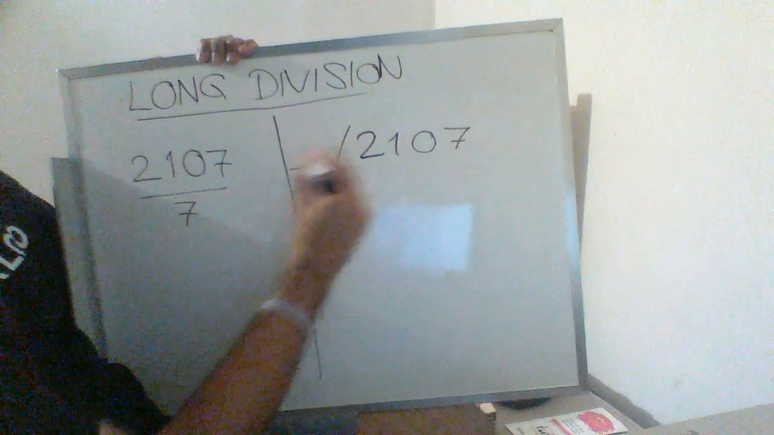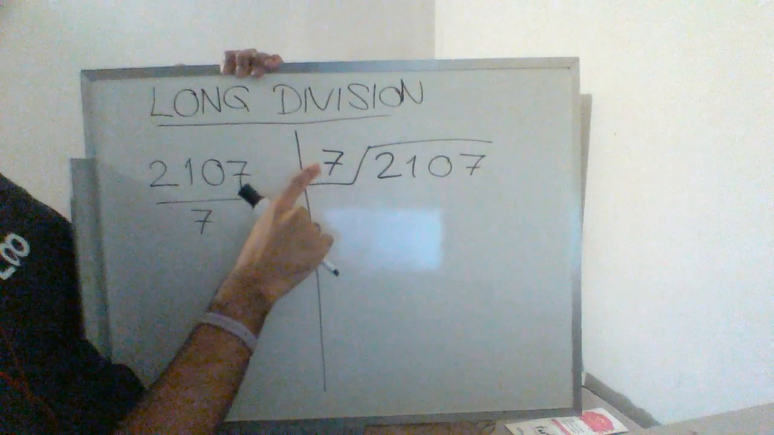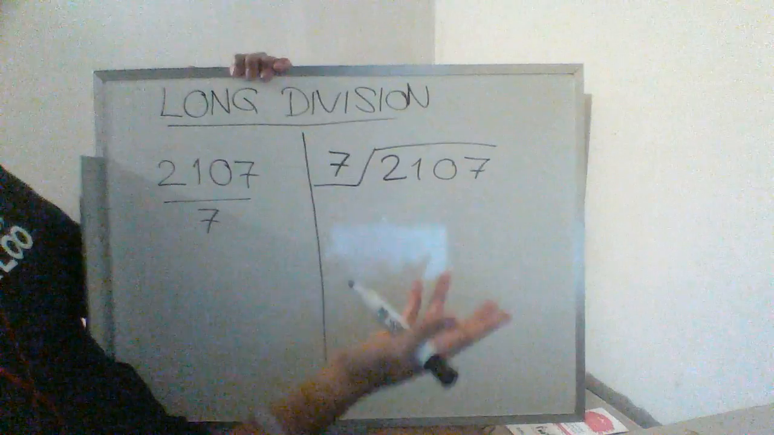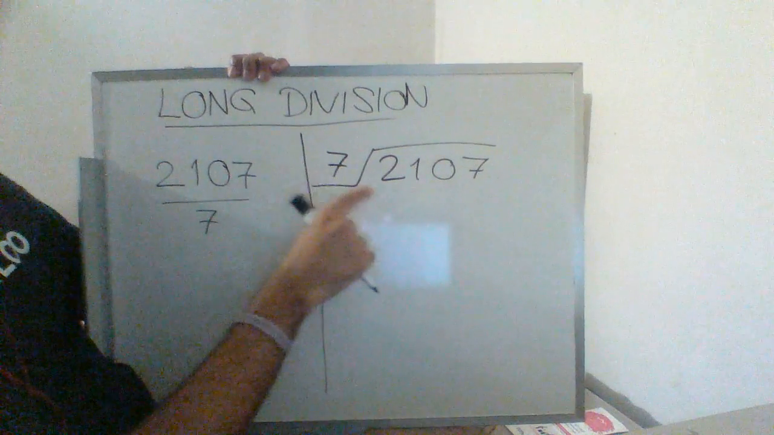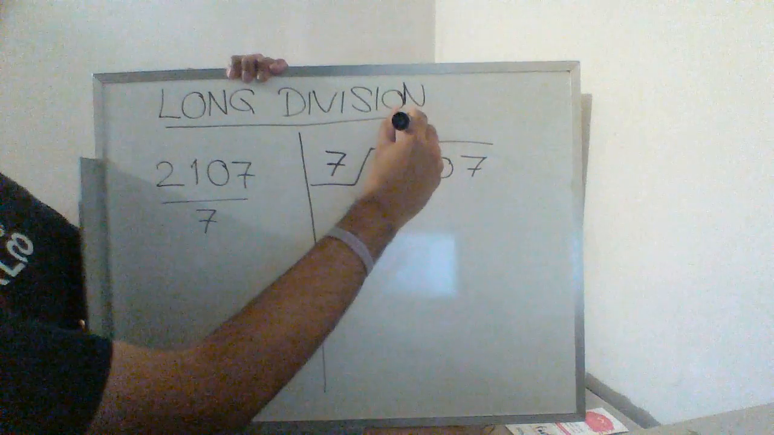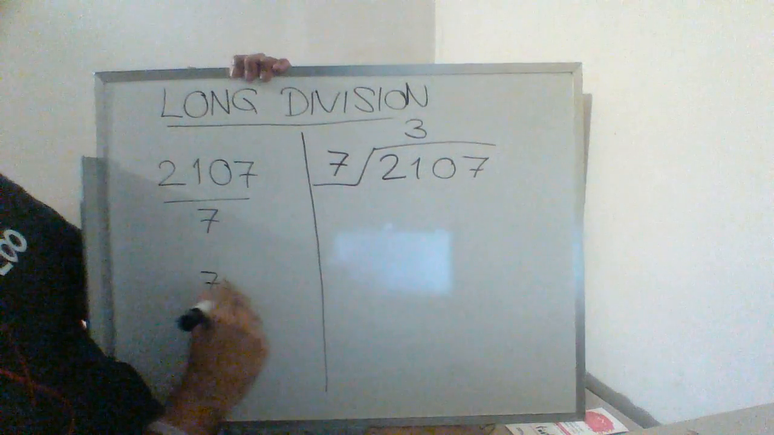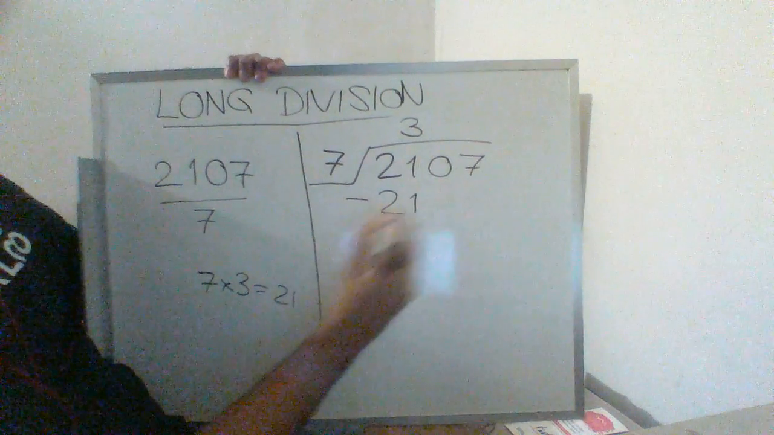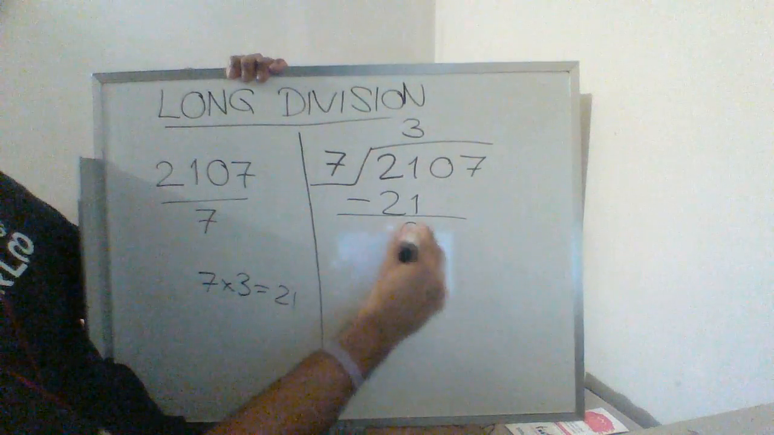So we've got 2,107 divided by 7. So we start by asking ourselves, how many times does 7 go into 2? 0 times. So I can just move on and ask myself, how many times does 7 go into 21? I get that it goes into 21 3 times. 7 times 3 is 21. So I get minus 21 right here. And I subtract, that's going to leave me with 0.